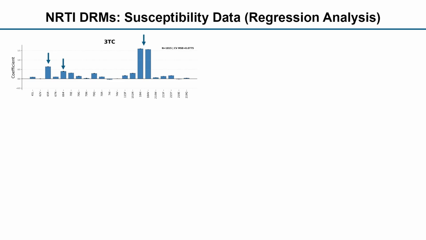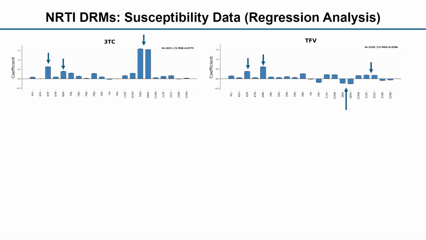This slide summarizes the results of linear regression analyses in which each drug resistance mutation is treated as an explanatory variable, and the outcome is the log-fold reduction in susceptibility. For 3TC-FTC, M184V and I, not surprisingly, caused the highest levels of resistance. K65R and the rare position 69 insertion also reduce susceptibility. For tenofovir, K65R is the primary resistance mutation.